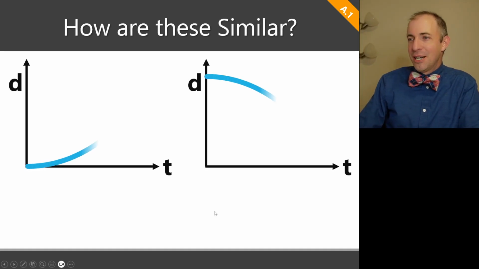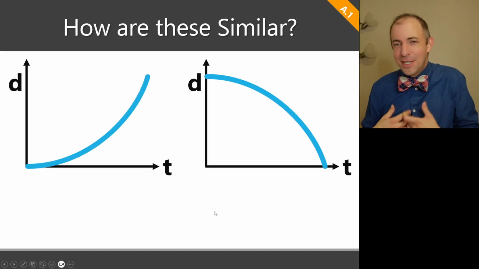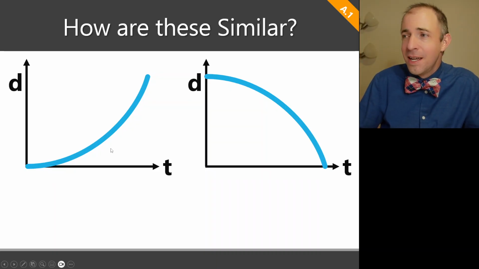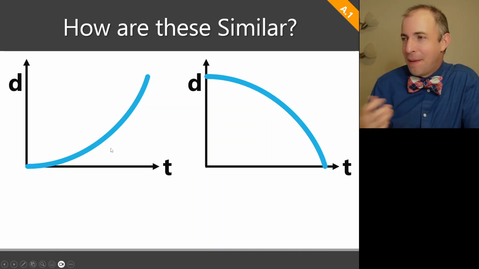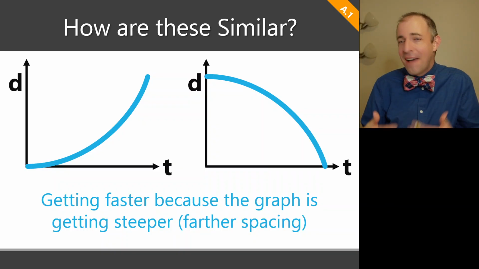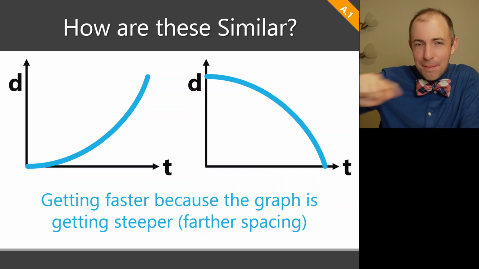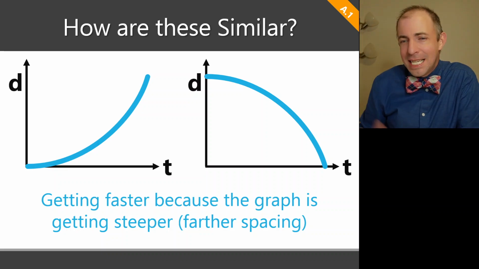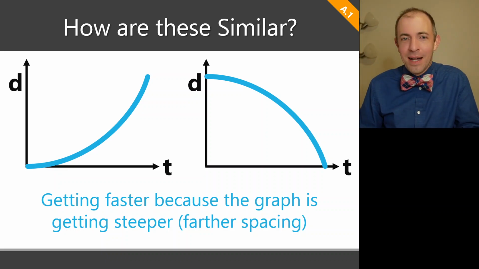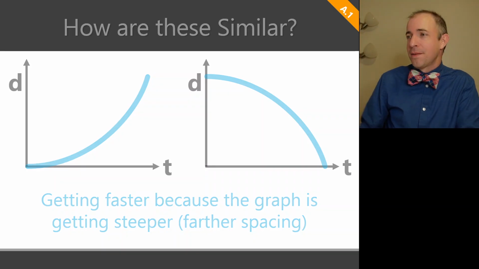So if I said, here you've got two graphs, and I asked you to describe it to my 5-year-old, how are these similar? Well, they're both curved, but they're also both speeding up. How would I know they're speeding up? In this case, we know that they're getting faster because the graph is getting steeper. One is getting steeper in the positive direction, one is getting steeper in the negative direction, but they are both steeper, and steepness corresponds to speed, how fast it's moving.